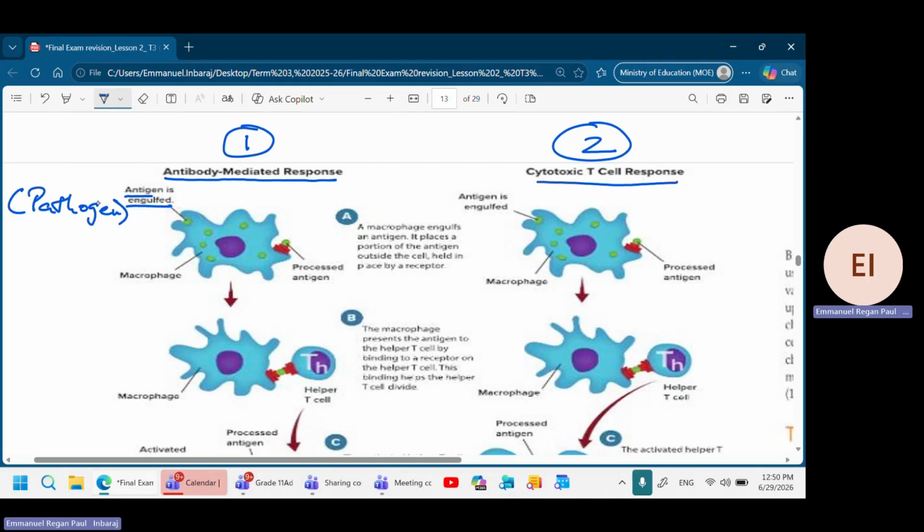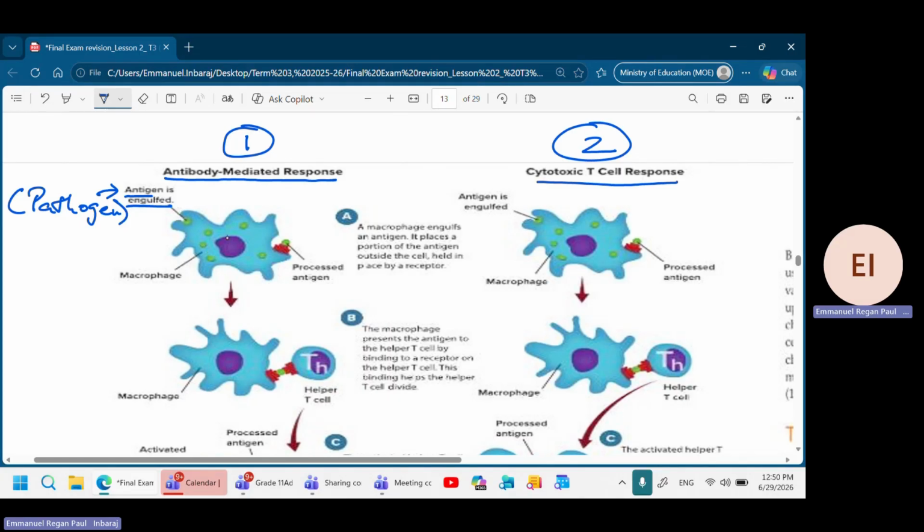So antigen, the pathogen releases antigen. This antigen is engulfed by a macrophage. So what is this process called? Phagocytosis. See, they are eating it. They are eating the pathogen.